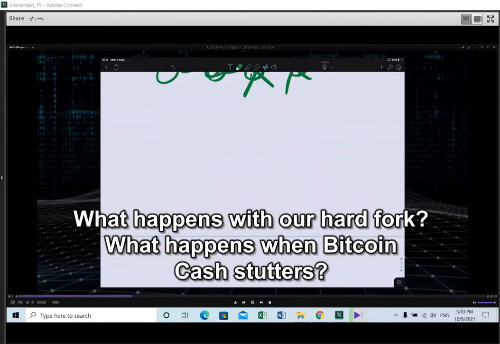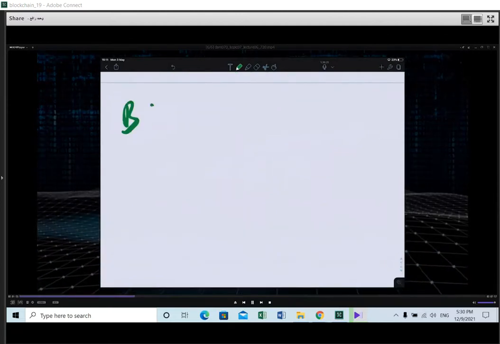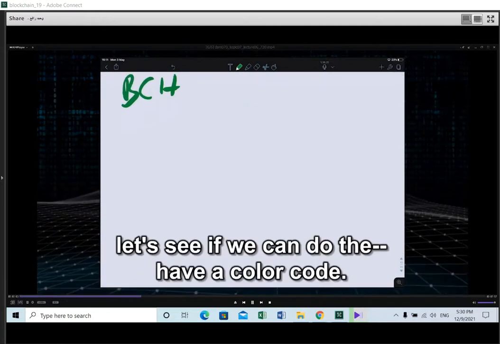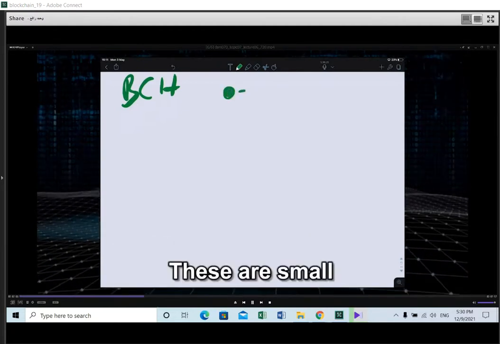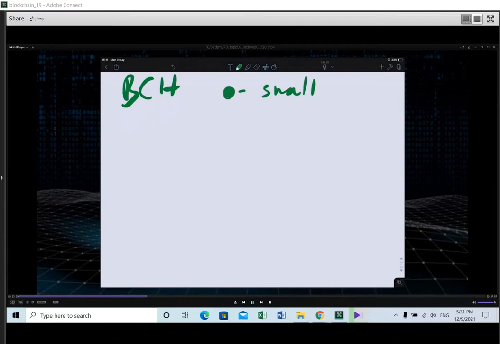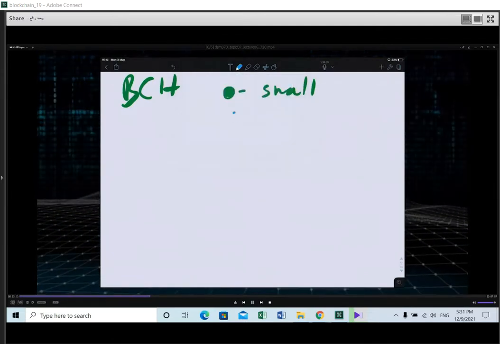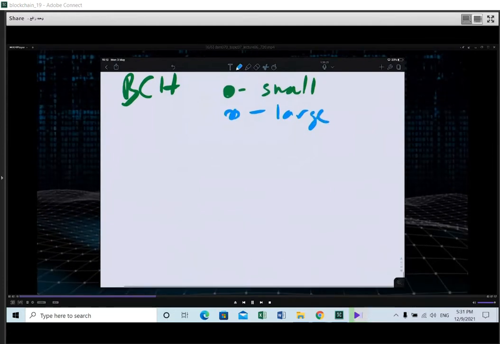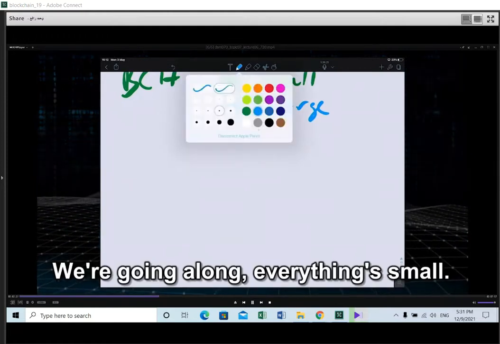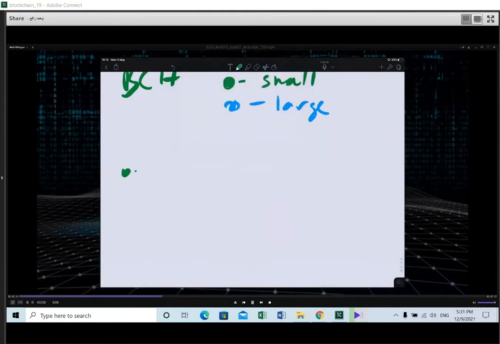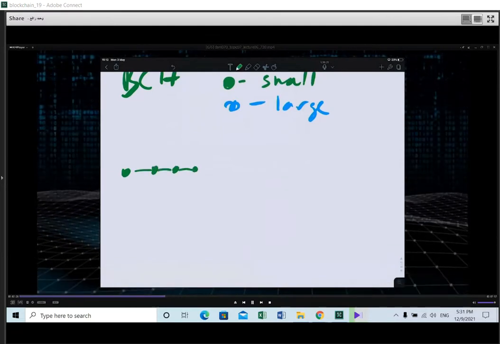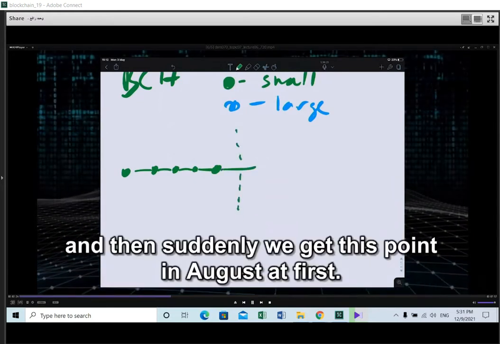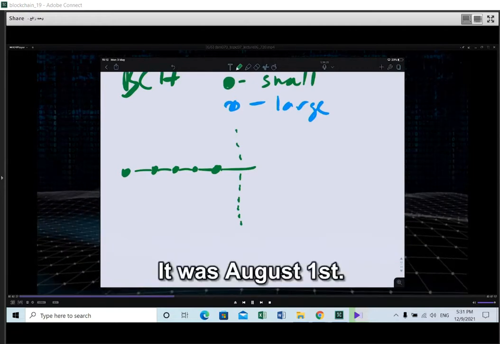So what happens when Bitcoin Cash started? Okay, so we're going to have, let's see, I'll have a color code. So these are small, and these are large. Okay, you can see why I don't write generally. So we're going along, everything's small. Everything's under 1 megabyte. And then suddenly we get this point on August the 1st. I think it was August the 1st.